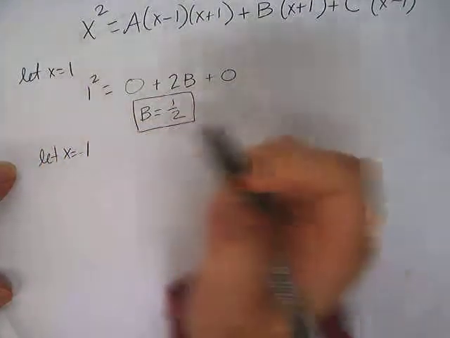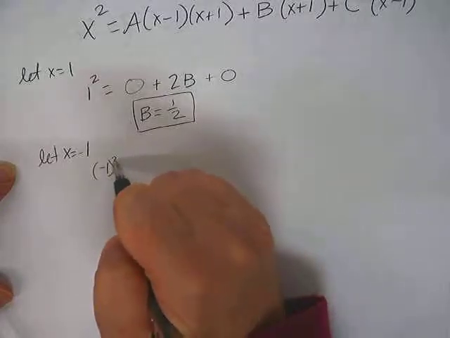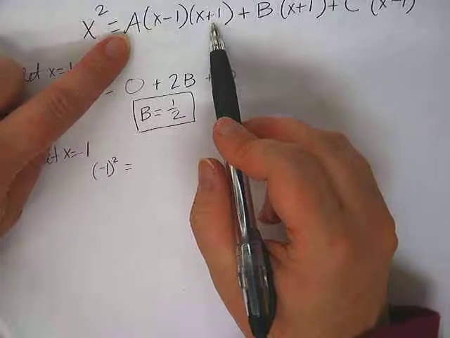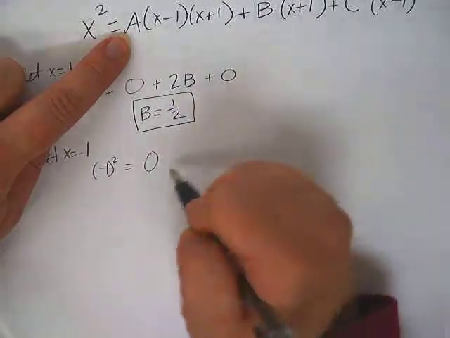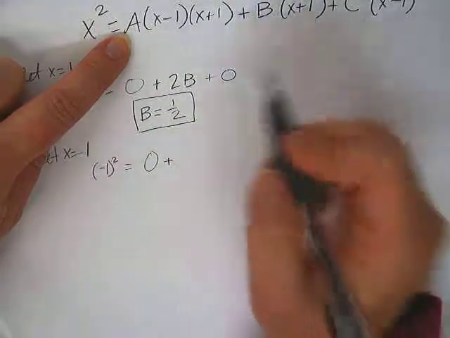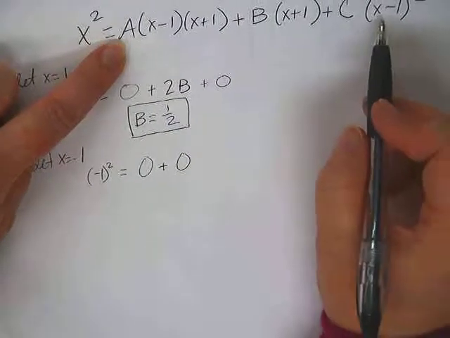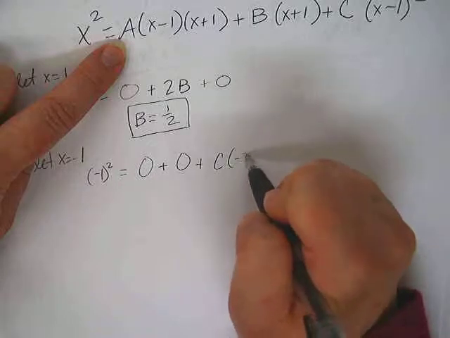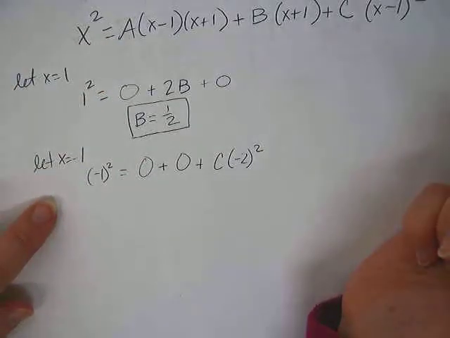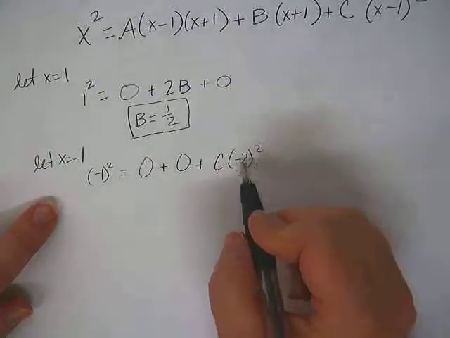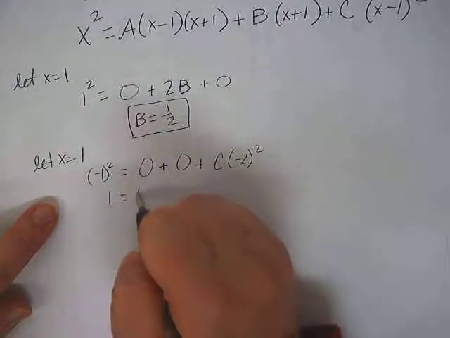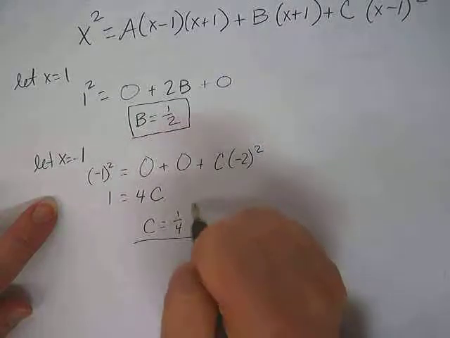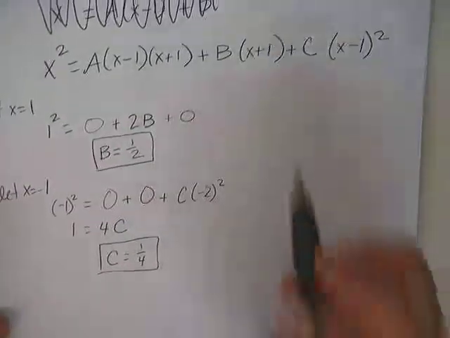Okay. Then we can let x equal negative 1. So we would have negative 1 squared, which equals 1. And we will plug negative 1 in here, so a still cancels. We would plug negative 1 in here, so b cancels. We would plug negative 1 in here, so we have c times negative 2 squared. So that means 1 equals 4 times c. So c would be 1/4.